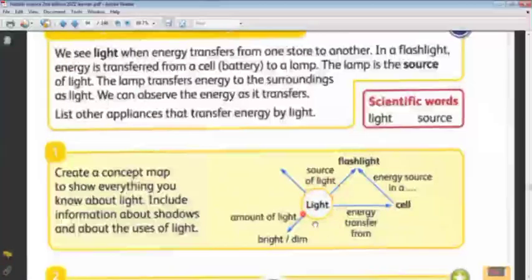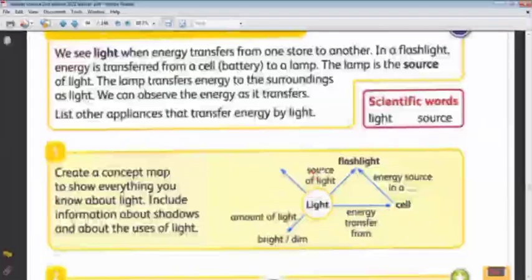Okay, so according to the amount of light, we can say that the light is bright or dim. If it is bright, the amount of light is big and we can see everything clearly. If it is dim, the amount of light energy is small and we can't see very clearly. This is the first arrow here from the light.